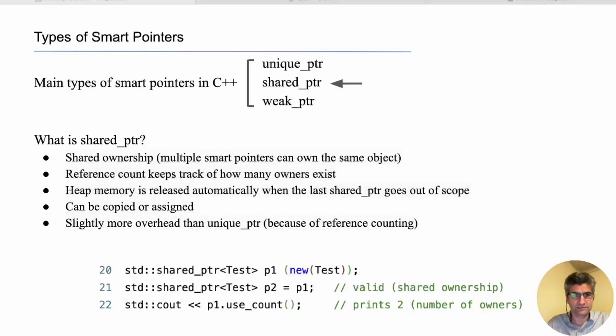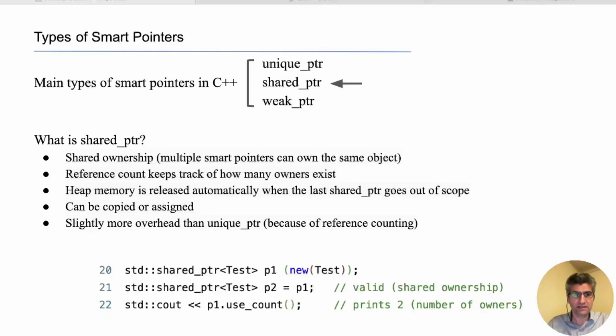Next, we have shared pointers. As the name suggests, this one allows multiple owners of the same block of the heap. This type of pointer keeps a reference count. It keeps the number of shared pointer objects currently pointing to the same resource. Each time we copy a shared pointer, the counter increases, and each time one goes out of scope, the counter decreases. The big advantage is that the object is automatically deleted and the heap memory is released when the last shared pointer owning it goes out of scope.